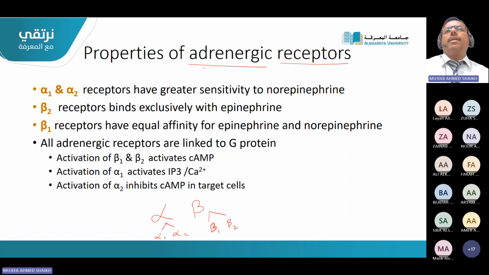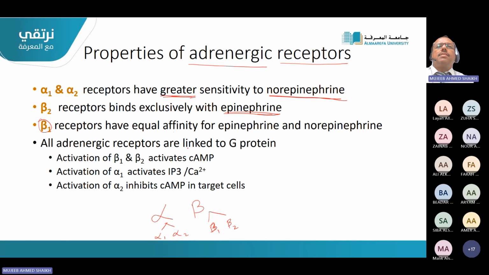Alpha receptors have greater affinity, more attraction towards norepinephrine. Norepinephrine will be acting on or stimulating the alpha 1 or alpha 2 receptor. Beta 2 receptor is stimulated more by epinephrine. Here it is norepinephrine. Whereas beta 1 receptor has equal affinity for epinephrine and norepinephrine. It is equally activated by epinephrine or norepinephrine.